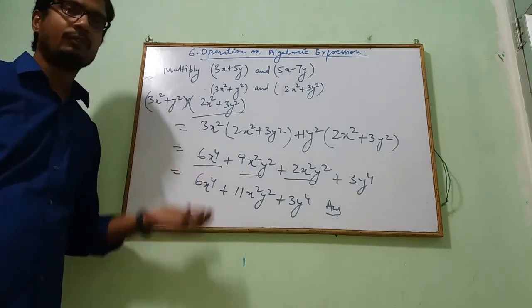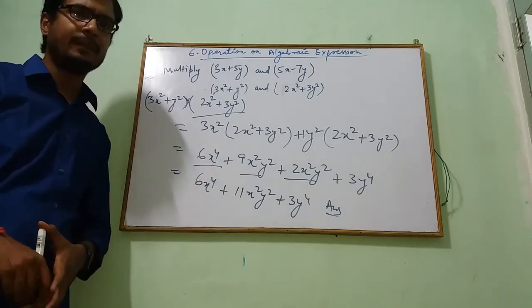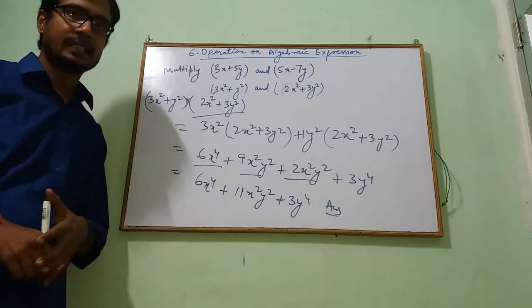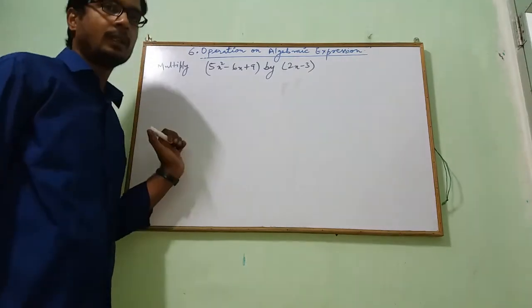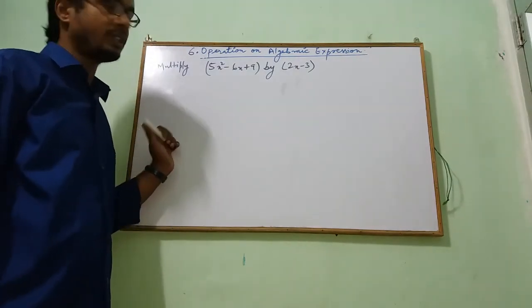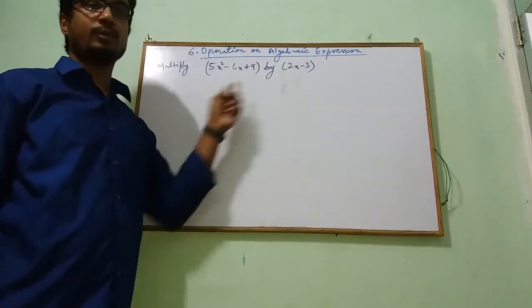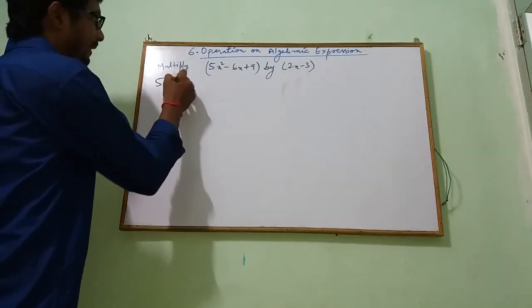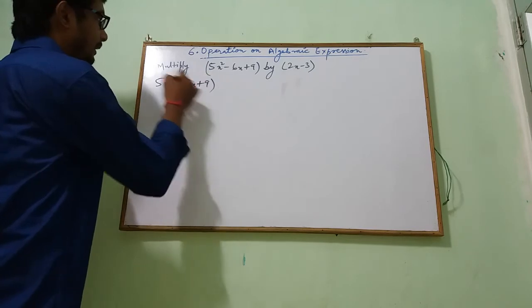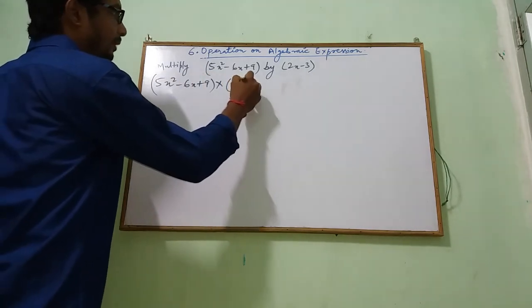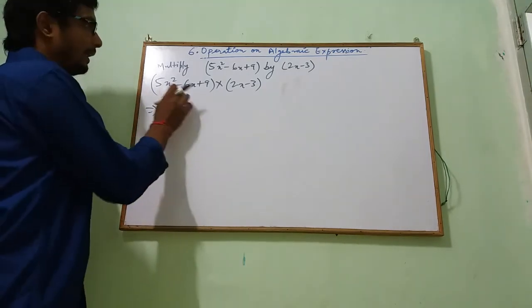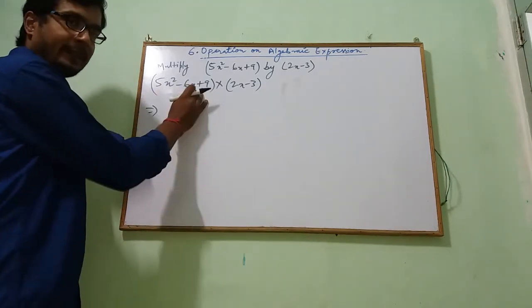Now let's see one more question when we have to multiply a binomial with a trinomial. So let's see what the answer will be. This is the next question in which a trinomial has to be multiplied with a binomial. So here I can write 5x square minus 6x plus 9, when it will be multiplied with 2x minus 3. So I will split the binomial and write it here and multiply it with these.